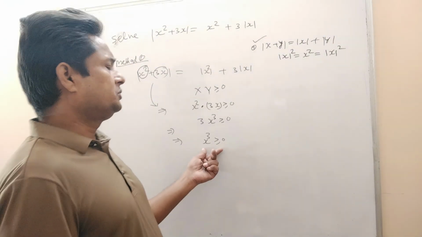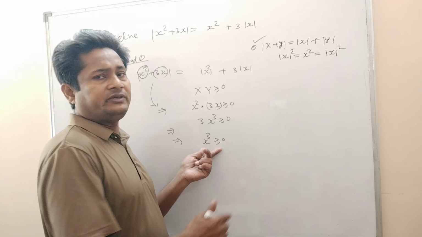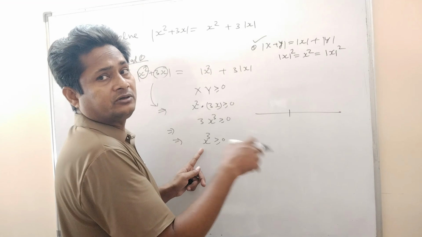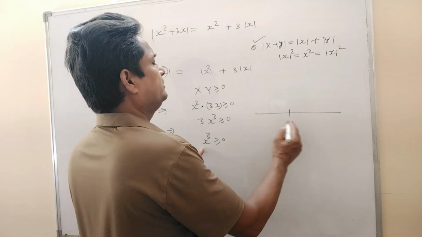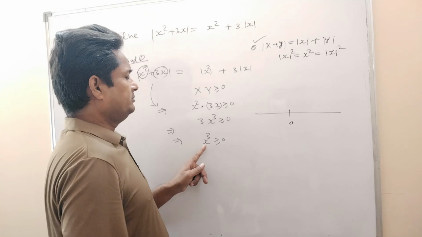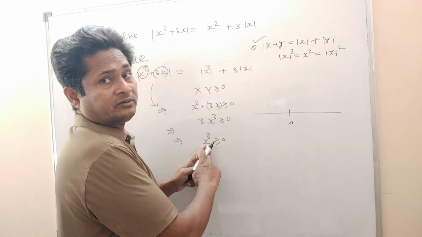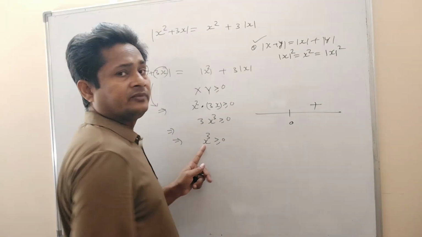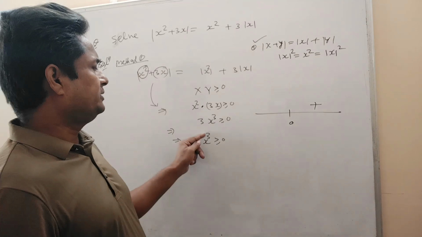So what will be the solution for this one? Apply the Wavy Curve method. So what is the root of this one? X cube equal to 0, then x equal to 0. So this is x equal to 0. Now root of this one is what? 0. So make it as positive, and power of x is what?